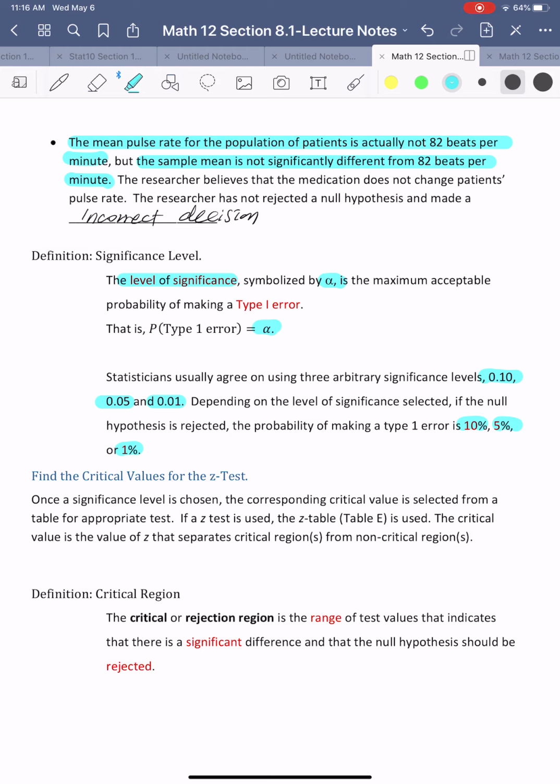So find the critical value of the z-test. Once a significance level is chosen, the corresponding critical value is selected from the table for the appropriate test. If a z-test is used, use the z-table. The critical value is a value of z that separates the critical region from the non-critical region. The critical region, or rejection region, is the range of test values that indicates that there is a significant difference and that the null hypothesis should be rejected.